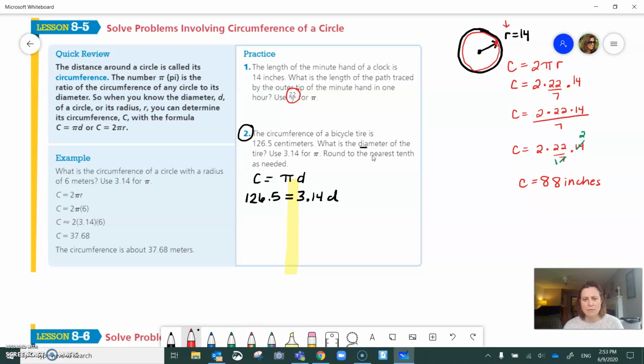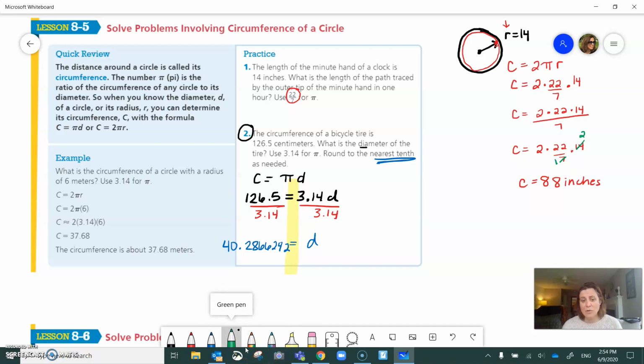I really want d to be by itself, so I'm going to divide both sides by 3.14. And when I get the answer, that should be the diameter. So on my calculator, 126.5 divided by 3.14 is 40.2866242. They wanted us to round it to the nearest tenth.